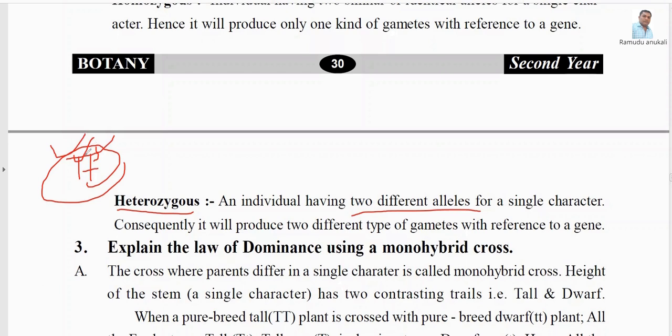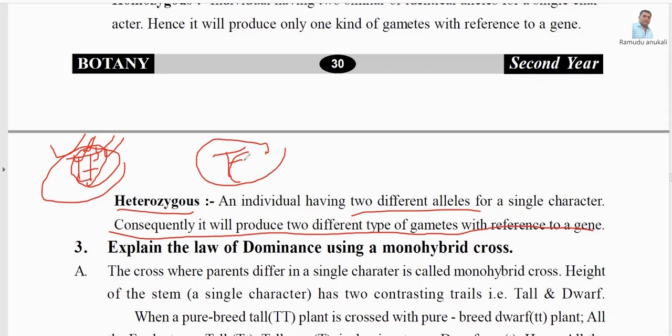But here capital T, small t are there. It is called a single characteristic, that is tall, but having two different alleles. That is one capital T and small t. Capital T, small t, but expressing a single character, that organism is tall. So consequently, it produces two different types of gametes with reference to a gene.